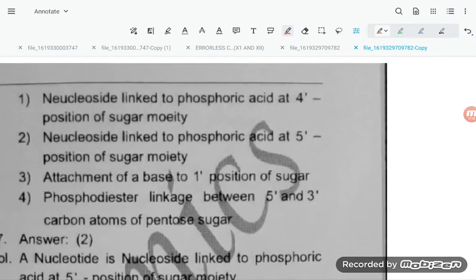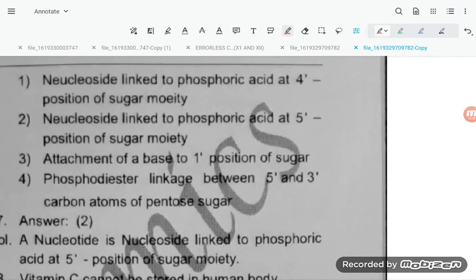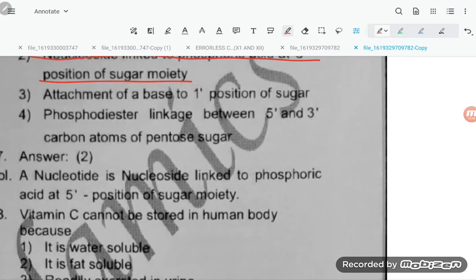A nucleotide is what, student? A nucleoside linked to phosphoric acid at the 5 position in the sugar is what is known as a nucleotide.